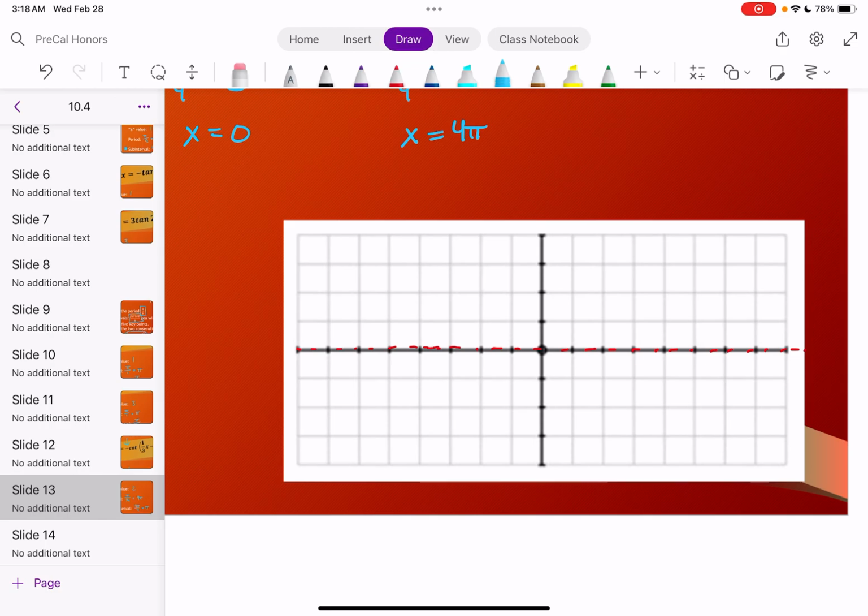From left to right. Label out your x-axis, 0, pi, 2 pi, 3 pi, 4 pi. Your vertical asymptotes would be at 0 and at 4 pi.